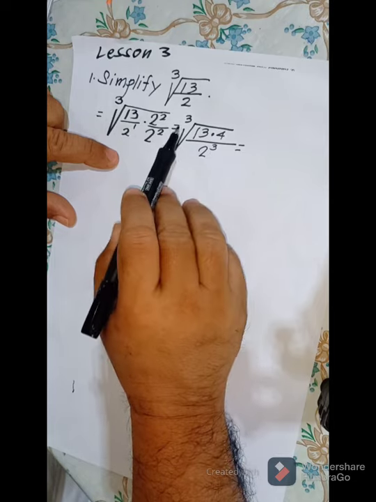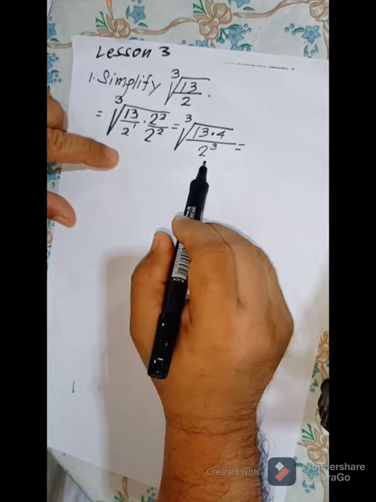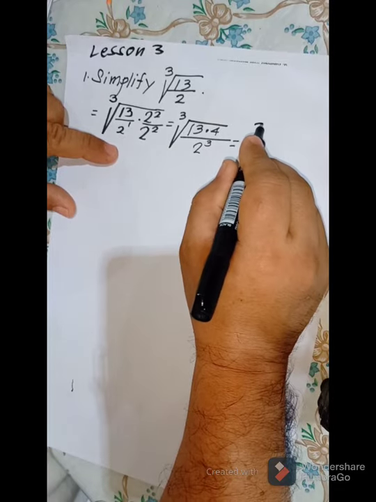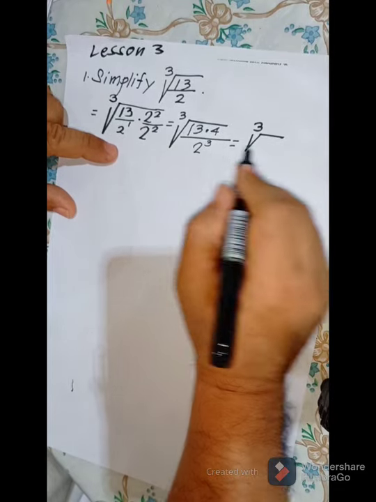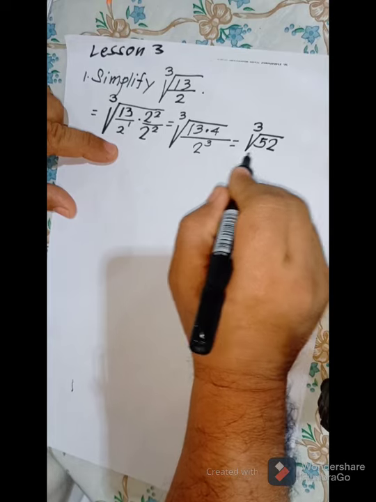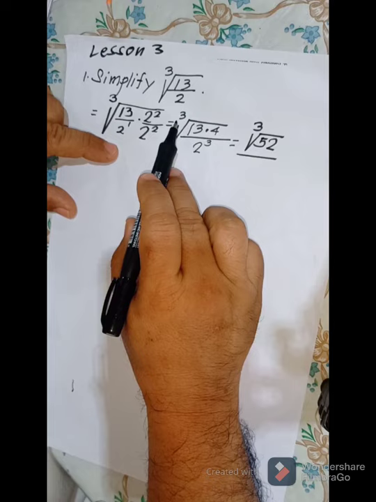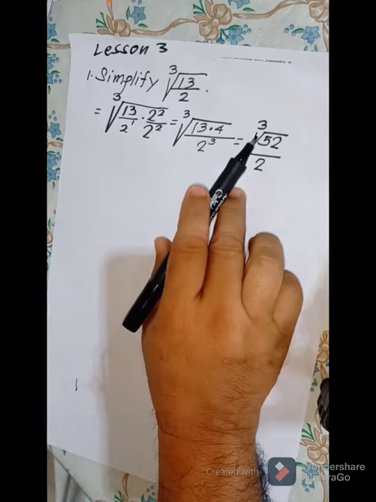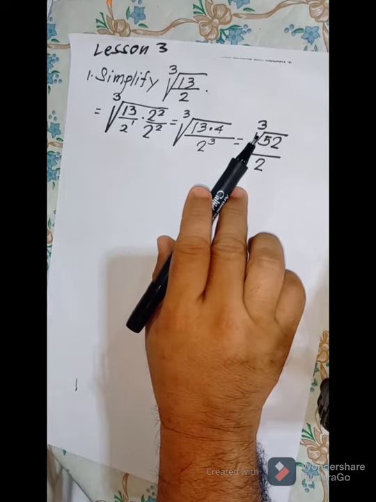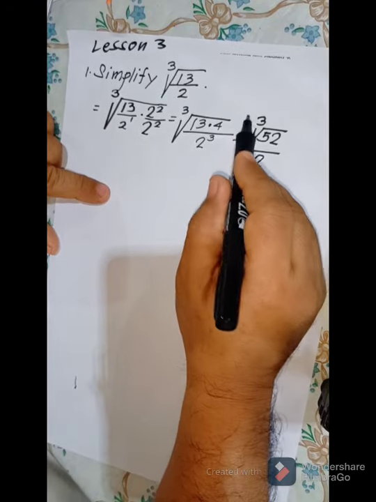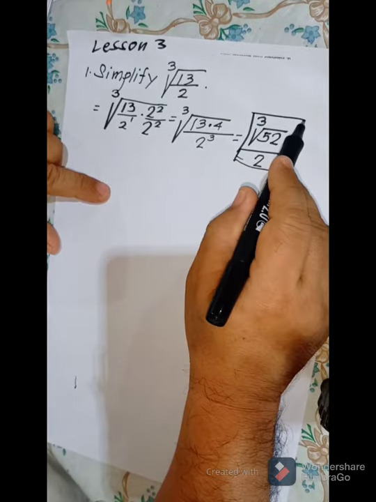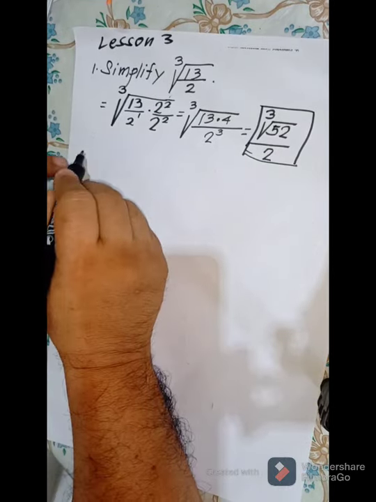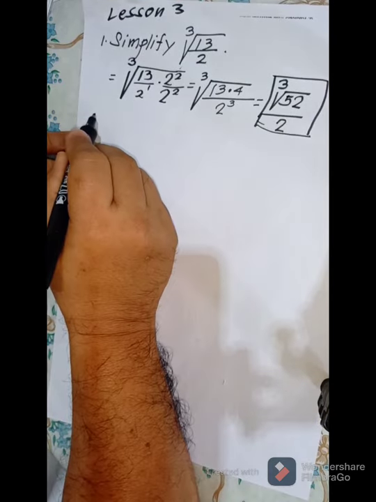2 cubed is a perfect third power, and so 2 may now be removed from this radical. So what remains in the radical will be the cube root of 13 times 4, which is 52, over, since 3 divided by 3 is 1, 2 to the power 1, or 2. So in short, cube root of 52 over 2 is the final answer, the simplest form of the cube root of 13 over 2. We go to number 2.